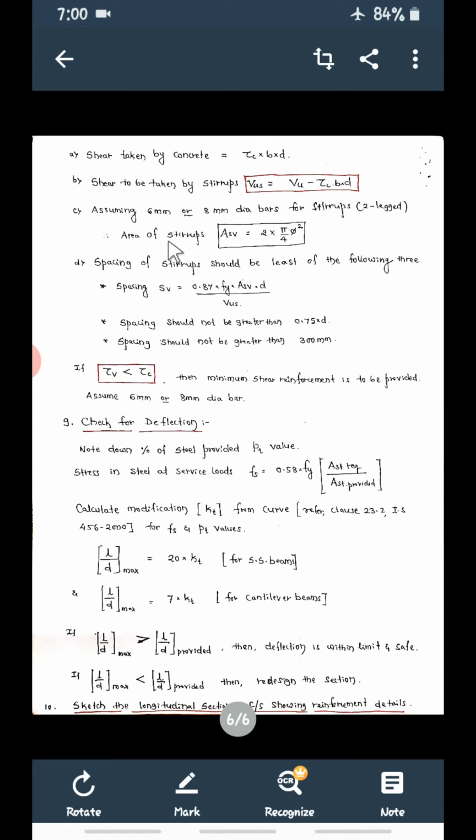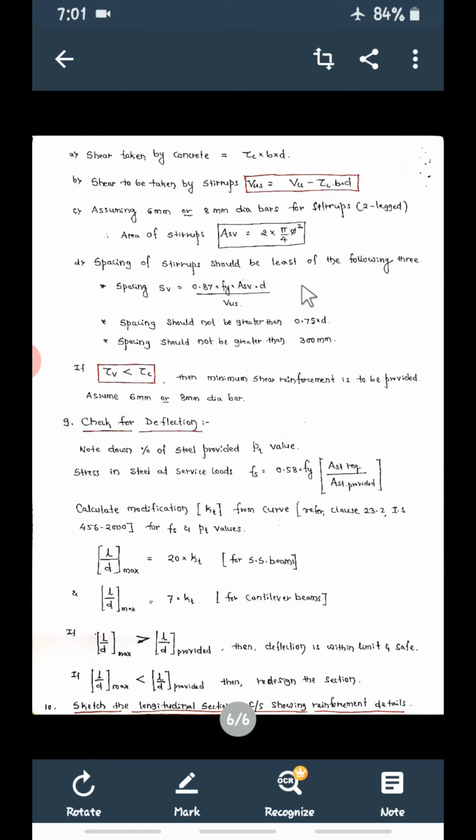So therefore, area of stirrups is equal to this. Two-legged means you have to multiply 2 here. Four-legged means multiply 4. So 2 into pi by 4 diameter square. If you are assuming 10 mm diameter, two-legged means you have to multiply 2: 2 into pi by 4, 10 square. So from this we will get area of stirrups. So this much area of stirrups will be required.